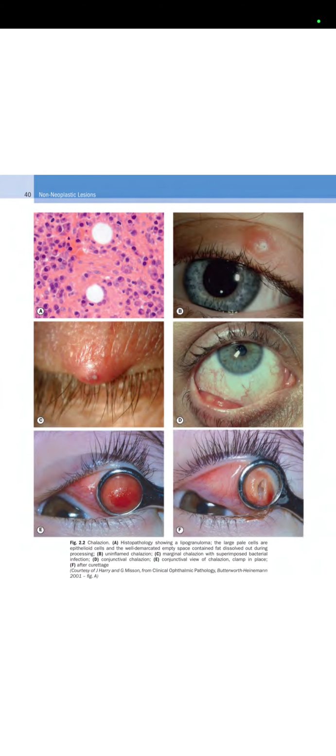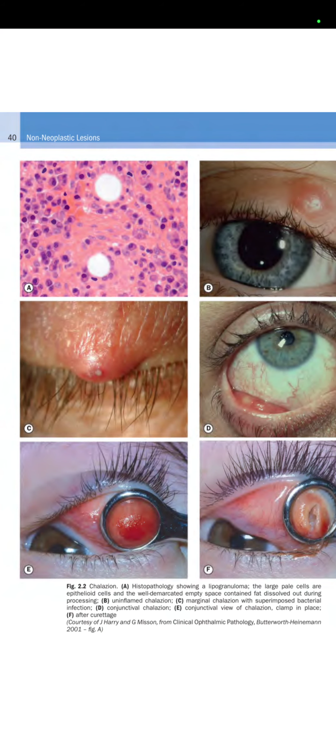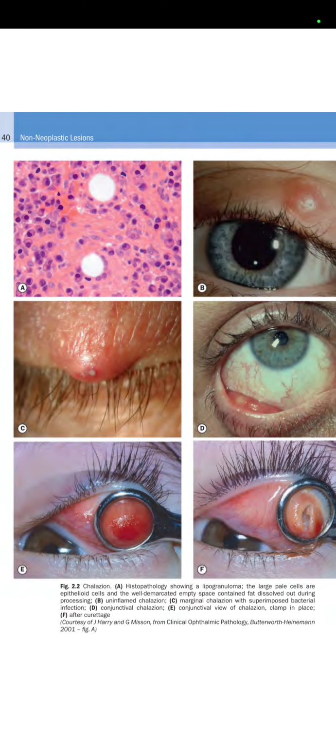So this is a chalazion. Figure 2.2a is showing the histopathology, showing the lipogranuloma, the large pale cells with epithelioid cells and well demarcated empty spaces, which contained fat dissolved out during processing. So you can see these are the empty spaces, and it is basically due to the fat that has been dissolved during processing, and there are the large pale epithelioid cells.